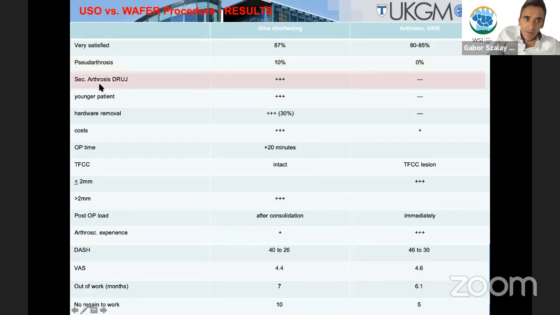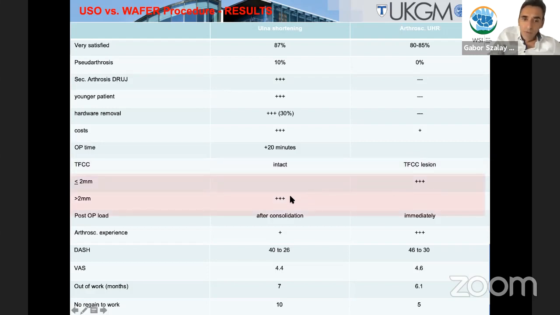But pay attention, the risk of secondary arthrosis of the distal radius ulnar joint is in case of the ulnar shortening osteotomy much higher. So in younger patients, you should go for the ulnar shortening, in older patients more for the ulnar head resection. Hardware removal is necessary or was performed in about 30%, and the costs of the ulnar shortening are higher. The operation time is about 20 minutes longer in case of the ulnar shortening in comparison to the ulnar head resection, but the TFCC should have a lesion if you go for the ulnar head resection.